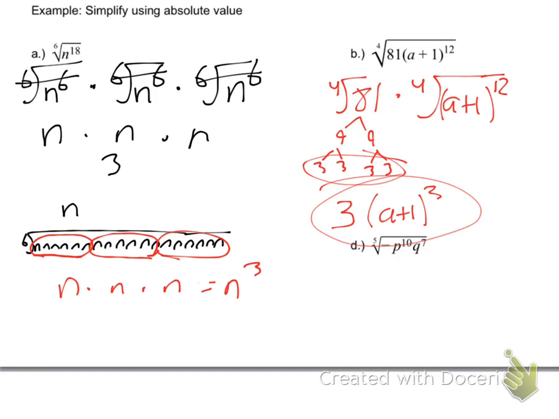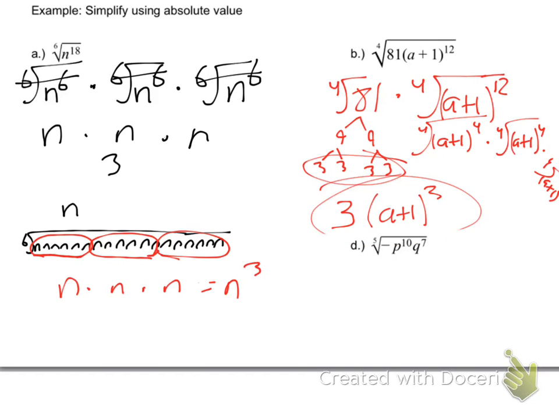Or, wait a minute, a plus 1 to the 4th power of the 4th root. 4th root of a plus 1 to the 4th times another 4th root of a plus 1 to the 4th, right? Each one of those groups would represent an a plus 1. An a plus 1 times a plus 1 times a plus 1 is a plus 1 cubed. So there's a couple different ways to approach that. None of them are necessarily wrong.